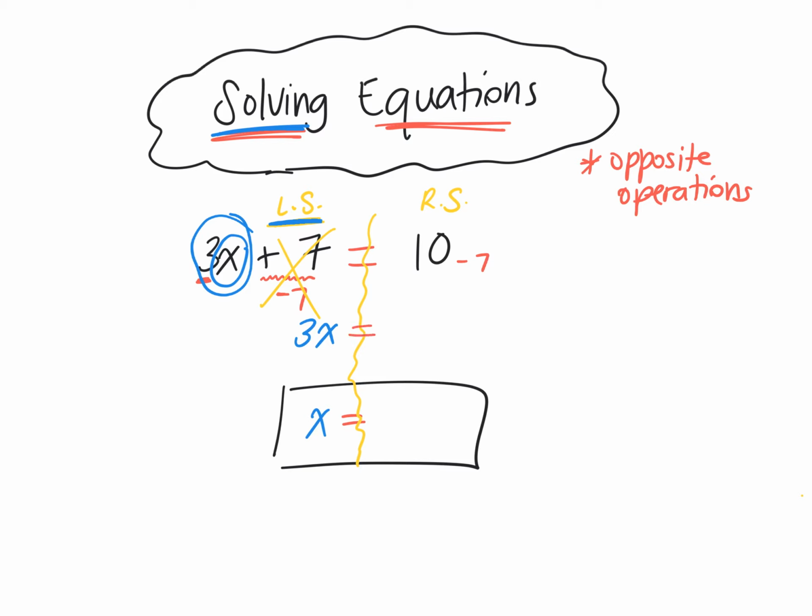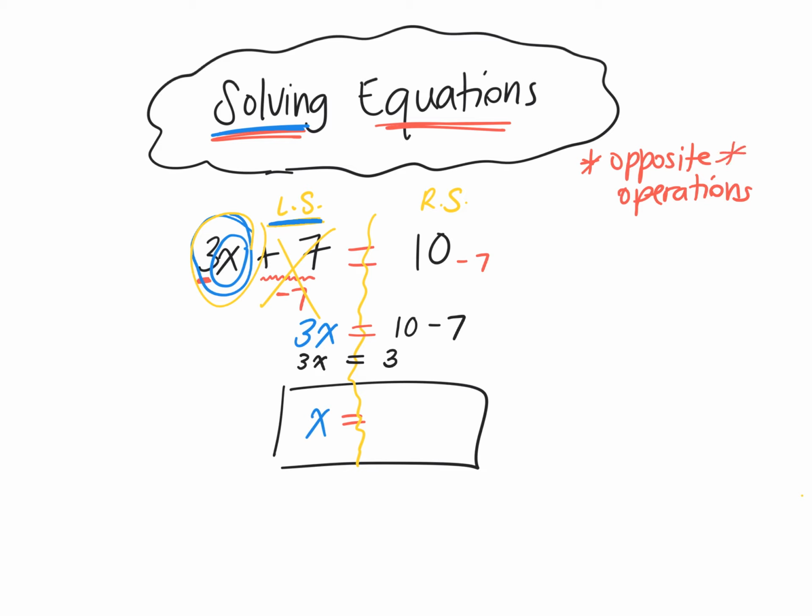Equals, does everyone see why I still have the 3x? I haven't done anything with the 3x. I just got rid of the 7. And on the right side, I have to do 10 take away 7. That's what we're subtracting 7 from 10, because the 10 is already there. We're taking away the 7. So what's 10 take away 7? So I have 3x equals 3.